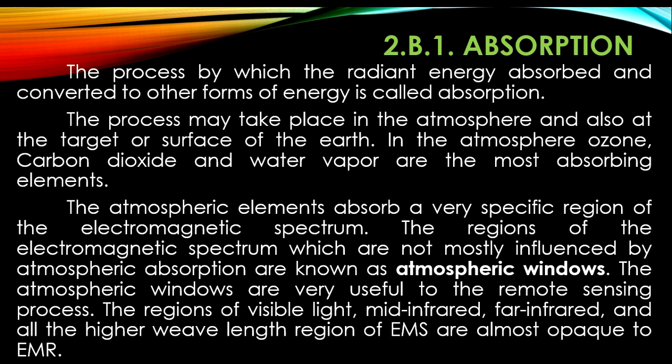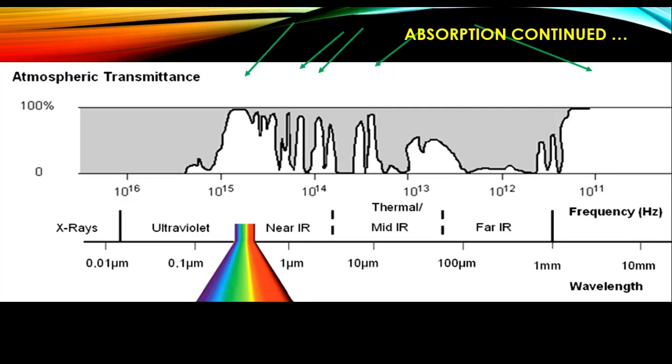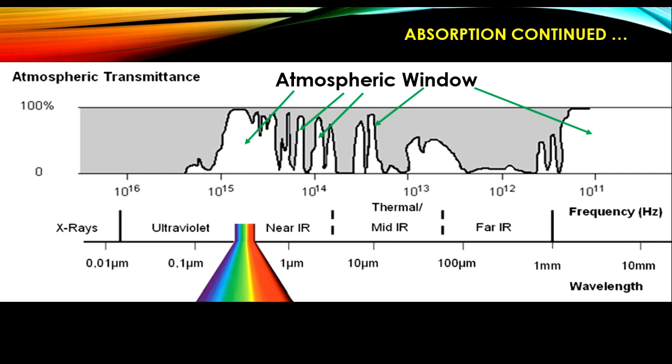I repeat, the regions of the electromagnetic spectrum which are not mostly influenced by atmospheric absorption are known as atmospheric windows. The atmospheric windows are very useful to the remote sensing process. The regions of visible light, mid infrared, far infrared and all the higher wavelength regions of the electromagnetic spectrum are almost opaque to electromagnetic radiation.